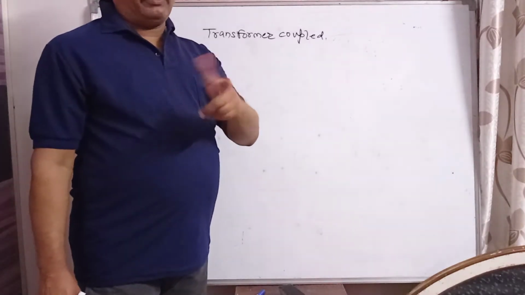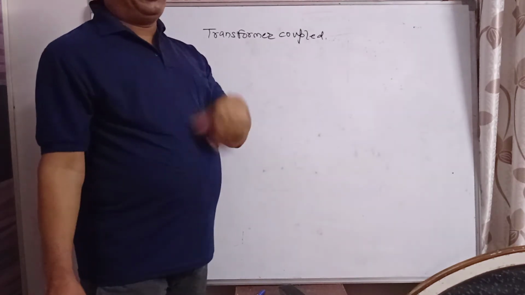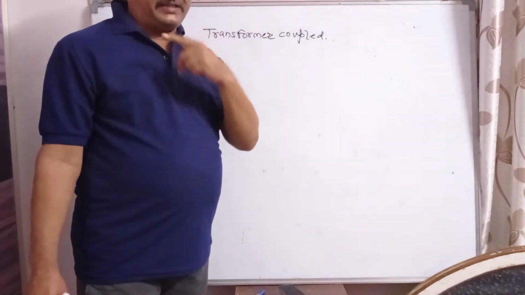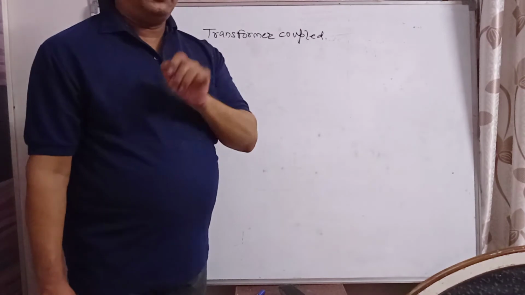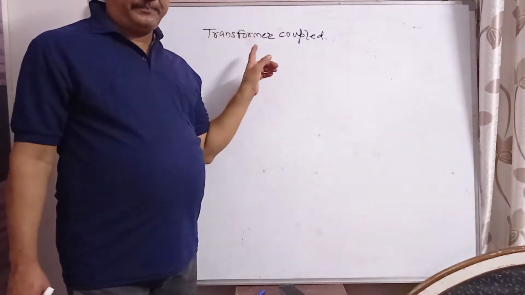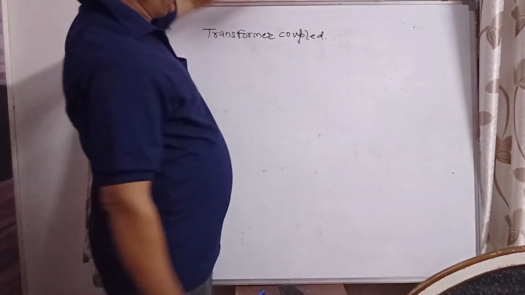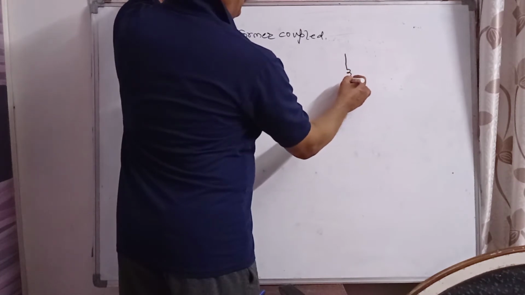Transformer has primary as well as secondary. Now where to couple the transformer? In the previous class A power amplifier, which we studied in the previous lecture, there was a collector resistance. The collector resistance is replaced by the primary of the transformer. This is the primary of the transformer.